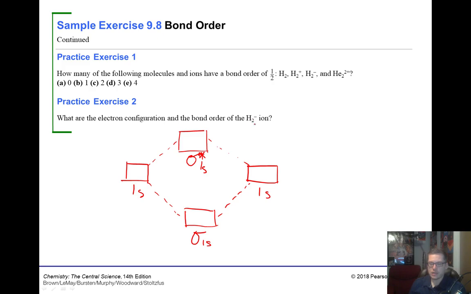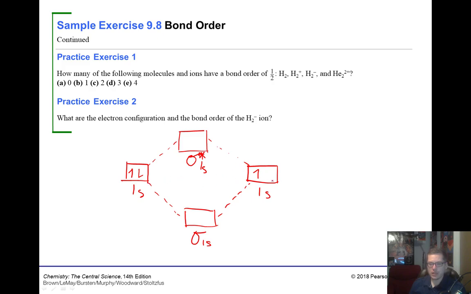Now H2 minus. We have to figure out how many electrons we have total to work with, right? So for H2, each of them is going to come with 1, so we'll just go ahead and write in those 2 electrons like that. But then that minus sign means that we have an extra electron. So we're just going to add another electron. It doesn't really matter which one we put it in, okay?